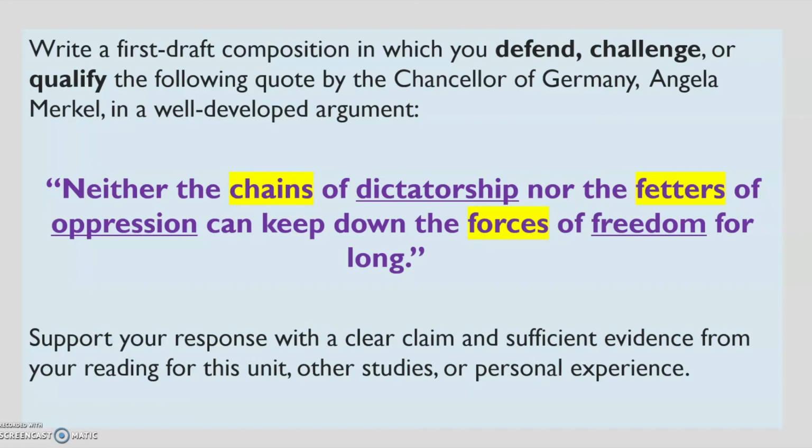If you disagree or challenge her position, why do you challenge it? And if you can see both sides, what are the different sides you see and why? What specific parts do you agree with? Which ones do you disagree with? Now, I invite you to take a position. Will you defend, challenge, or qualify Merkel's statement?